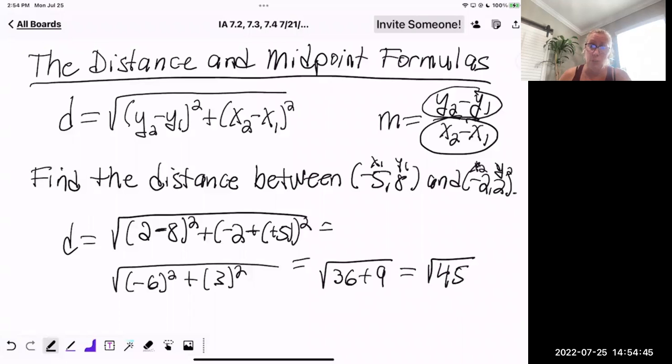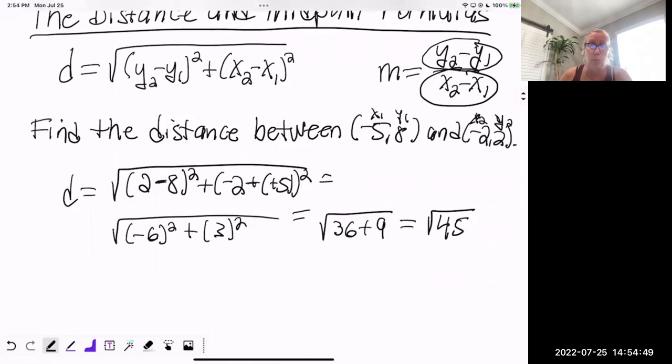And then guess what? Here comes our skills. Can we simplify that? Can we break it down to a perfect square? Well, 45 is 9 times 5. So my final answer would be 3 radical 5, or 3 the square root of 5. That's my distance.